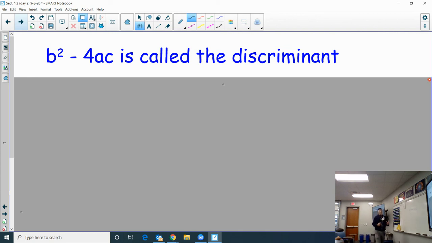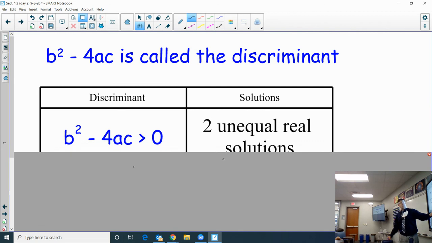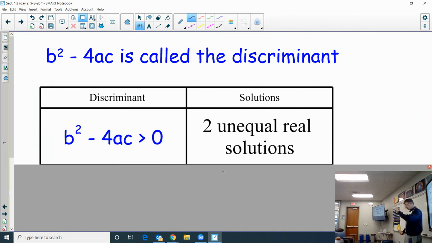Okay, now, basically, we get 2 real solutions. They could be rational if it's a perfect square, but they're always going to be real. And now we just throw in a little bit of extra there. They're not going to be the same. You're not going to get a 3 and a 3. You're going to get two unequal real solutions.